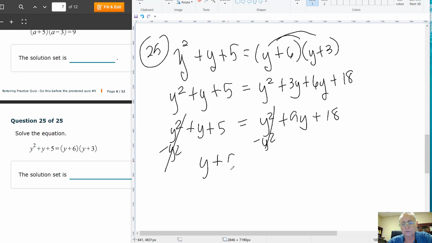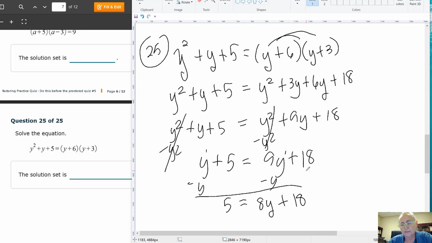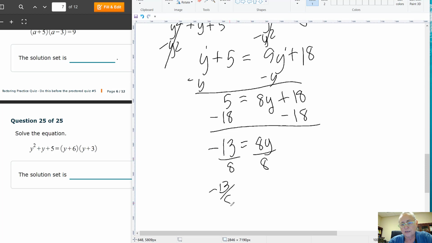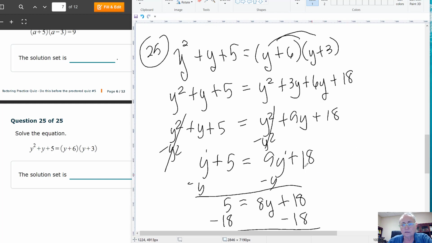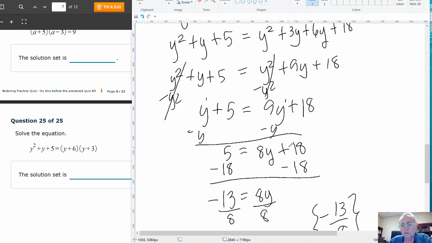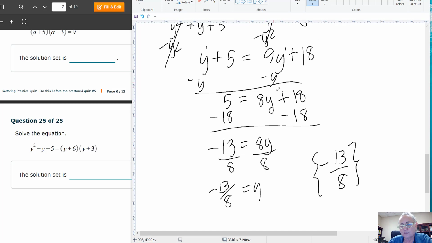So there's only going to be one answer this time, because look, my degree is a 1 now. So I'm going to subtract a y. I get 5 equals 8y plus 18. Subtract 18. 5 minus 18, negative 13 equals 8y. Divide by 8, negative 13 eighths is my answer. Only one answer this time because there's no square. But you don't realize that until after you follow the steps to clean it up. And there's no point in getting a 0 on one side. When it's just one equation, you just go ahead and solve that equation when it's to the first degree.